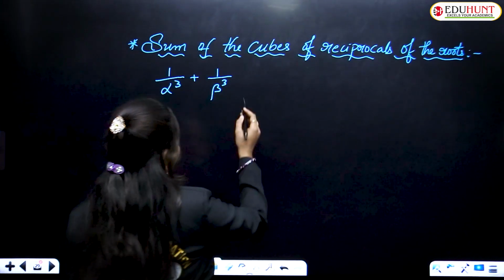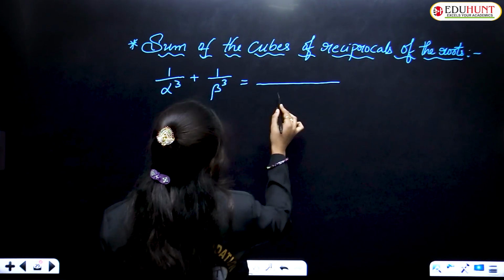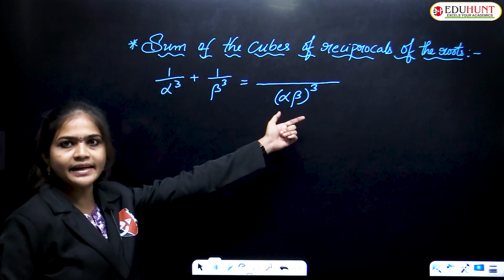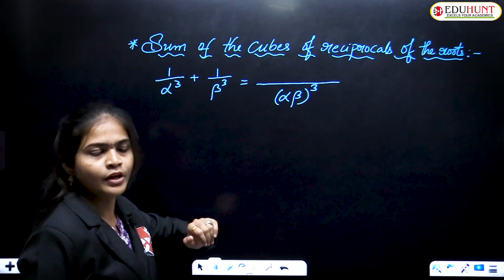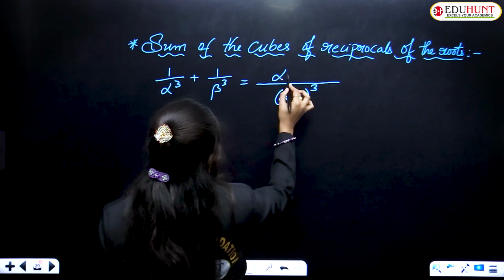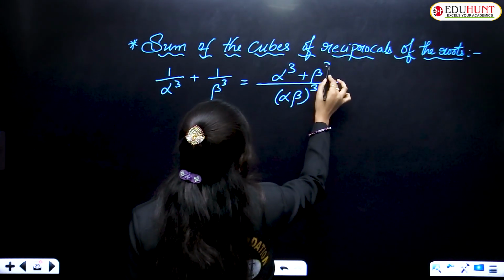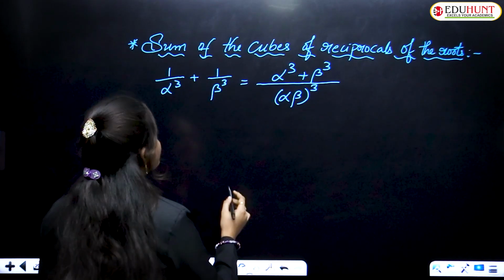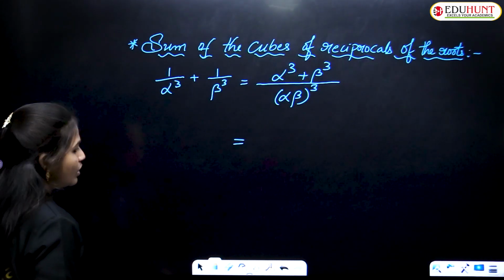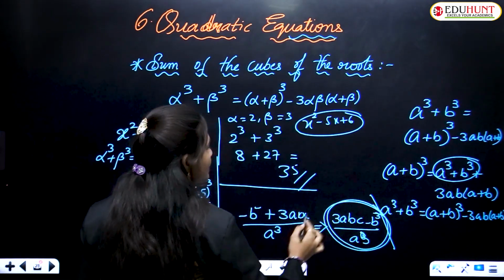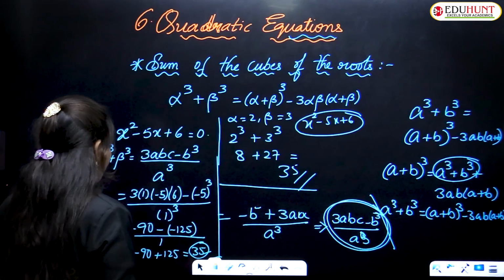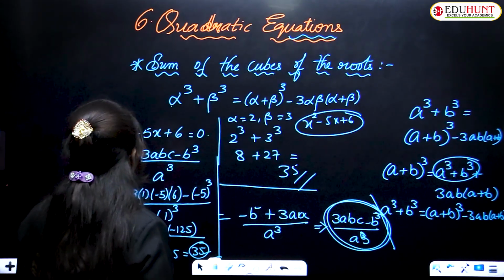Which is equal to, first simplify this. The LCM of alpha cube and beta cube is alpha cube into beta cube, which we can write as (alpha beta) whole cube. After that, the numerator is beta cube plus alpha cube, which we can write as alpha cube plus beta cube. Clear? So what is the alpha cube plus beta cube value? We already know that, we just completed it. Alpha cube plus beta cube is equal to 3abc minus b cube by a cube.